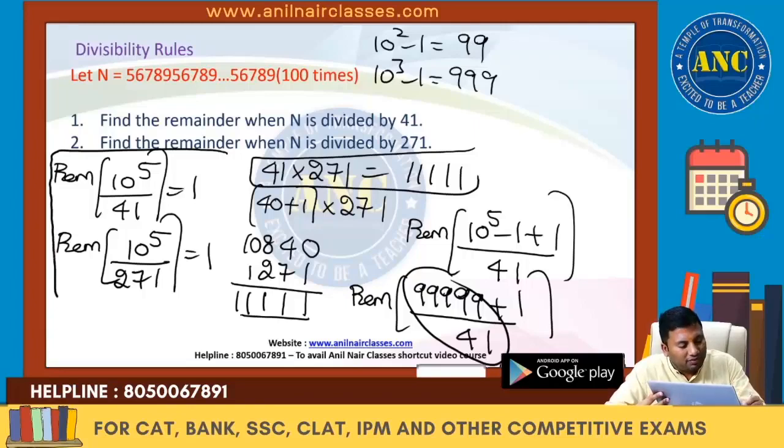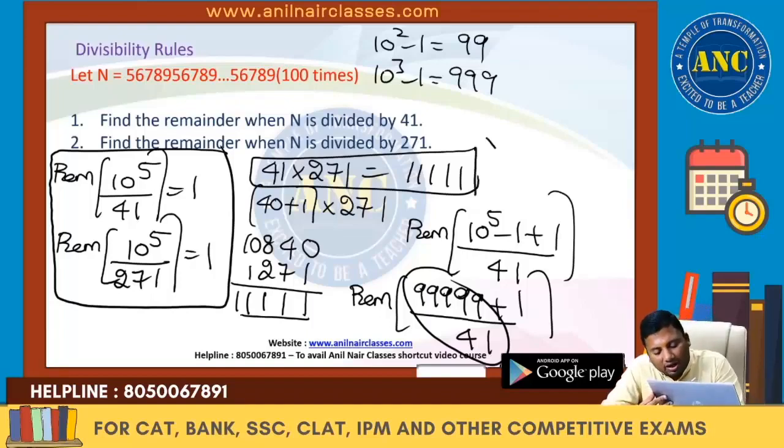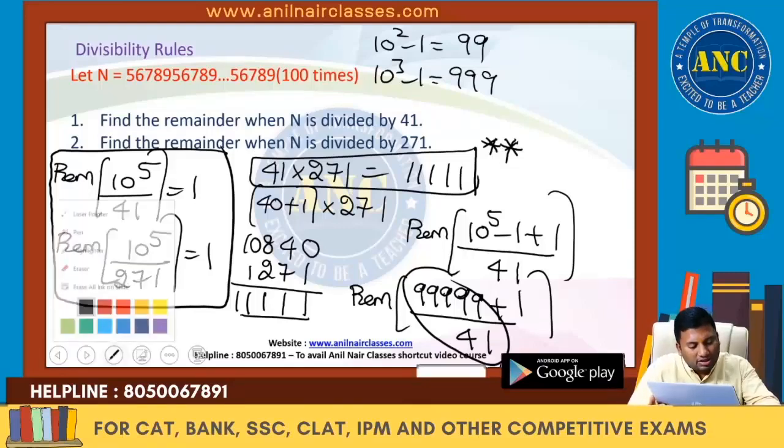10 power 5 divided by 41 is 1. 10 power 5 divided by 271 is 1. Either you can do it using the remainder concept, or you can multiply both of these. 41 into 271 is 5 ones, right? So 10 power 5, subtract 1, add 1. 5 nines plus 1 divided by 41. 5 nines is 9 into 5 ones. 5 ones is divisible by 41. Idea clear? Now, where am I using this concept?